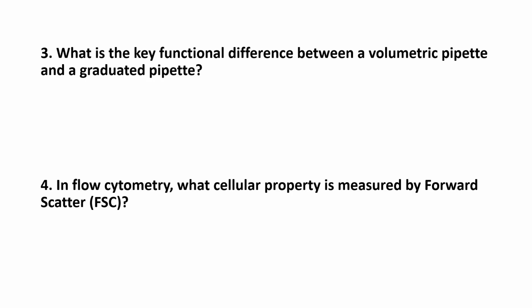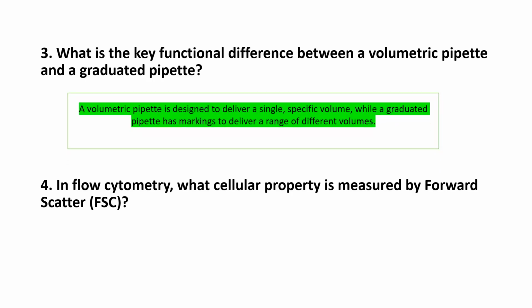So the question here is, what is the key functional difference between a volumetric pipette and a graduated pipette? All right. A volumetric pipette is designed to deliver a single specific volume, while a graduated pipette has markings to deliver a range of different volumes. Very accurate and very direct answer that one would wish to give during an exam or a test, right?